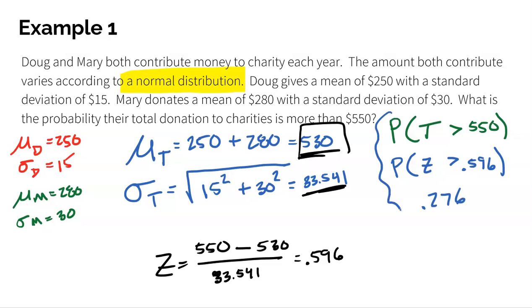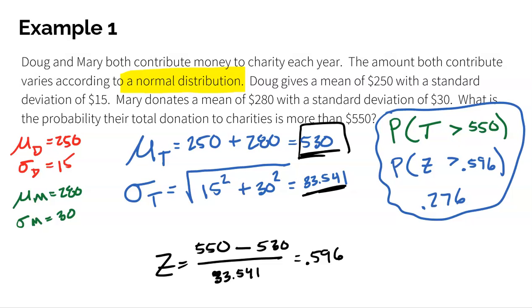0.276. So there is the answer to the question that was asked. The probability that the total is greater than 550, that's a z-score greater than 0.596, and it's got about a 27.6% chance of occurring, which is really likely, actually, that they could contribute more than $550.